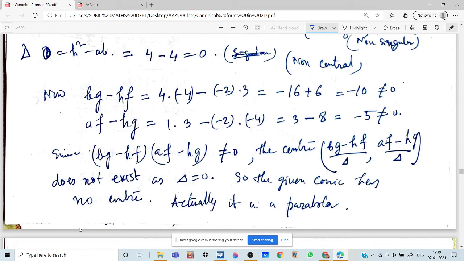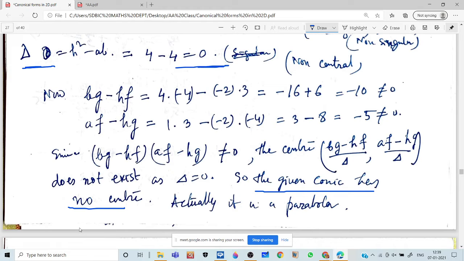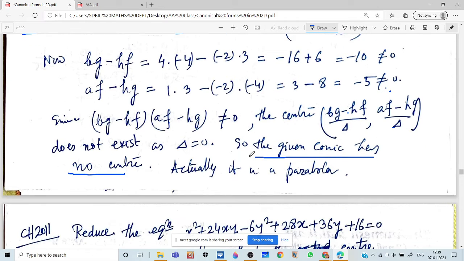The given conic has no center. Because delta is equal to 0, the coordinates of the center have denominator 0 and numerator not equal to 0, because the numerators are separately non-zero. Obviously they are different from 0, but the denominator is 0, so the conic has no center. Actually, it is a parabola.